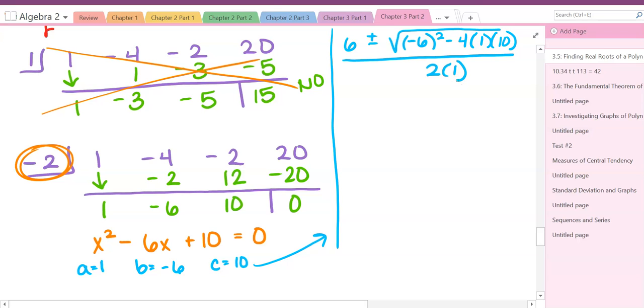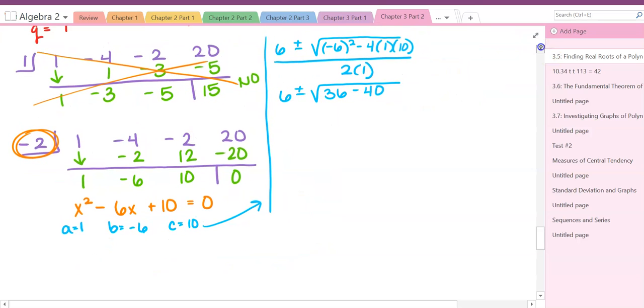So I just need to simplify this to help me find the other two roots. Okay, so -6 squared is 36, and then we have minus 4 times 1 times 10, so that's going to be minus 40. Okay, so I'm going to stop here for a second. Notice underneath that square root, I have 36 minus 40. That's going to be a negative number. That means that eventually I'm going to have to square root a negative, so there's going to be an i that happens here.